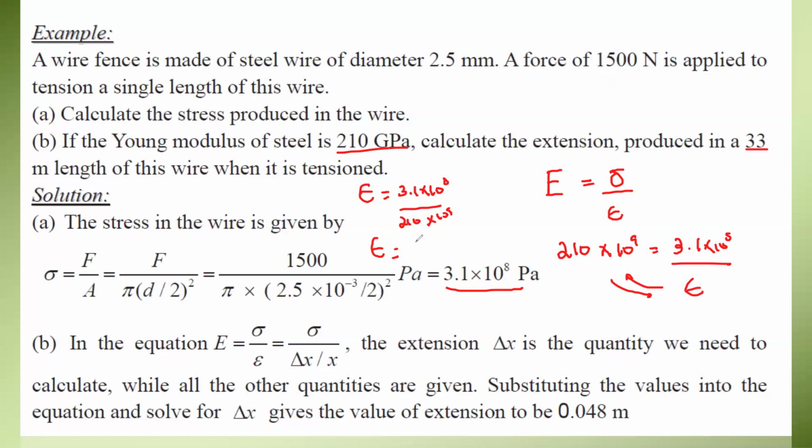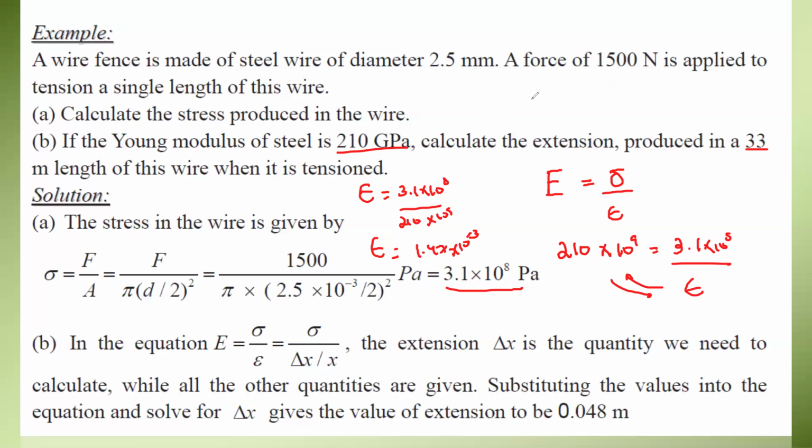(3.1 exponent 8 divided by 210 exponent 9). (1.47 exponent 3). So we got the strain 1.47 into 10 to the power negative 3. Now we need, okay, 1.47 or 1.48 exponent.